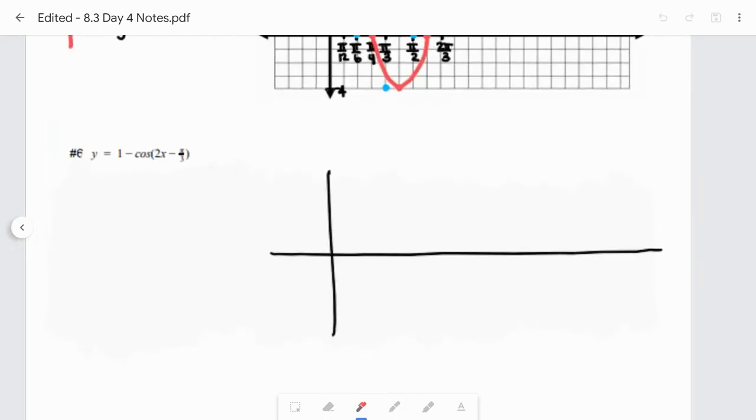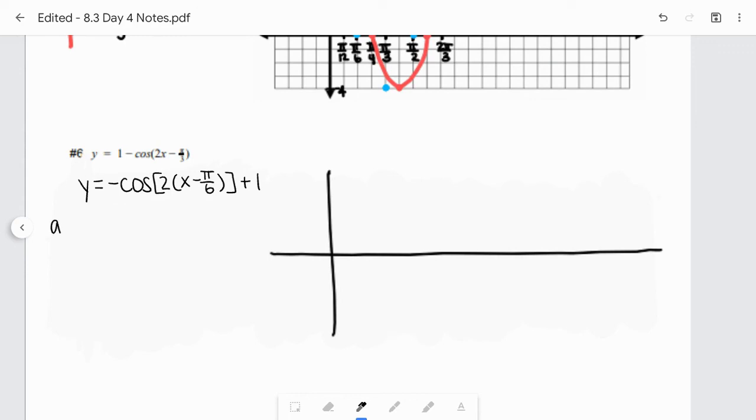Okay, so our last one, number 6, is y equals 1 minus cosine of 2x minus pi over 3. So there's a lot of different changes going on here. Our first step is going to be to rewrite this. So let's rewrite this as y equals negative cosine. I'm going to factor out the 2. So 2 times x minus pi over 6. And then my vertical shift of up 1 I'm going to include at the end.